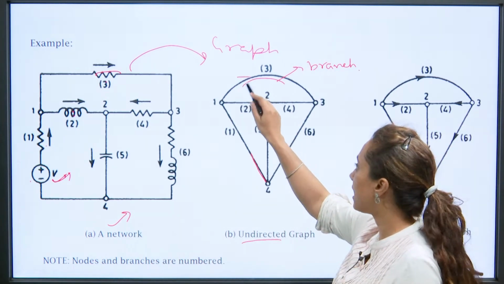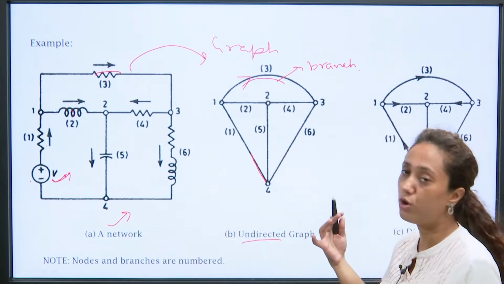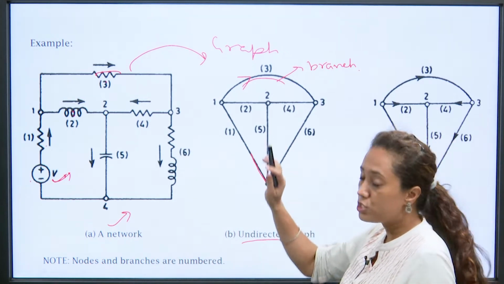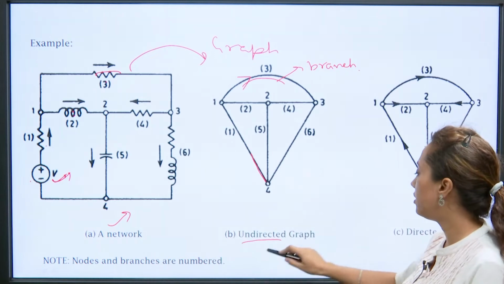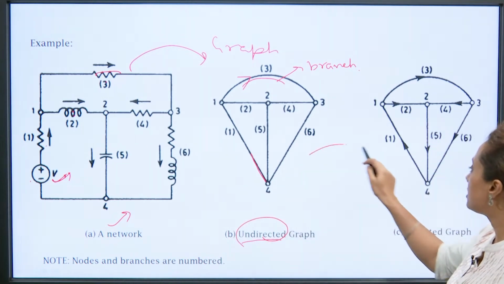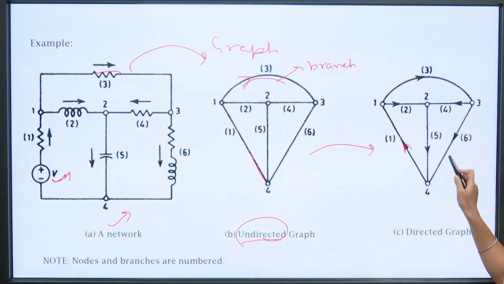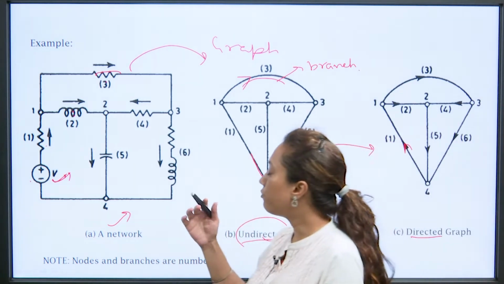Because there is no sign shown of where the current is flowing. So when there is no direction of any current shown, this is called an undirected graph. Similarly, this is a similar graph in which a direction is shown, so it is a directed graph, right. So in what way will we start?